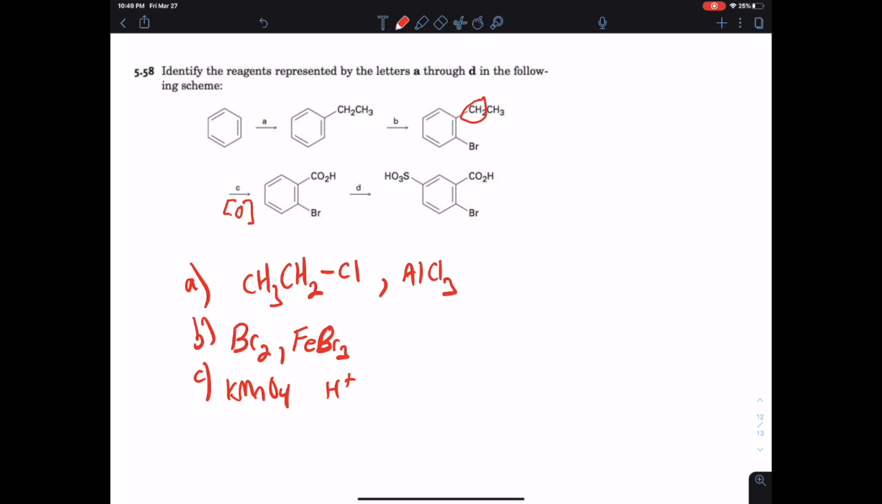And then finally, step D, we are sulfonating the ring. And so that's going to be H2SO4 and sulfur trioxide, fuming sulfuric acid.